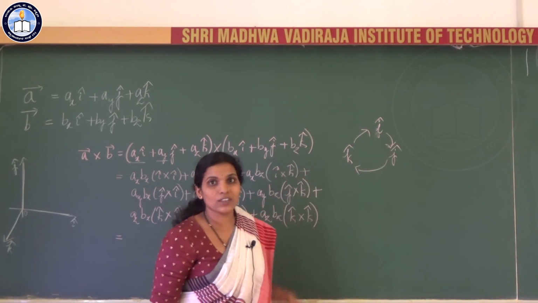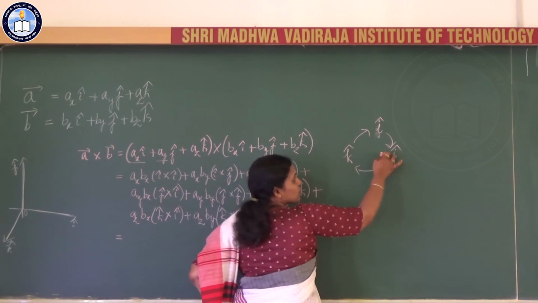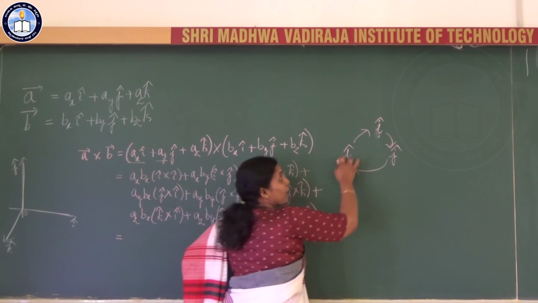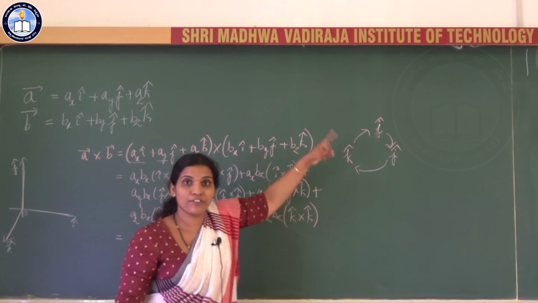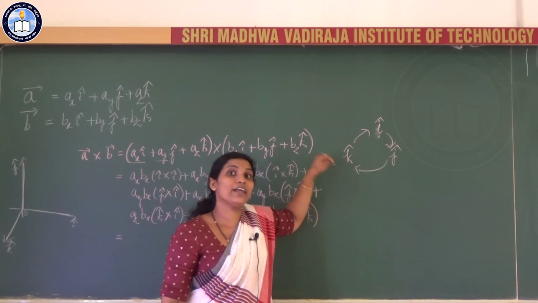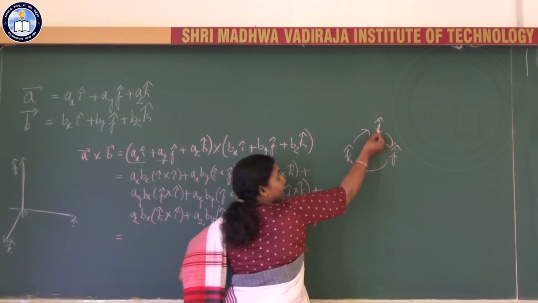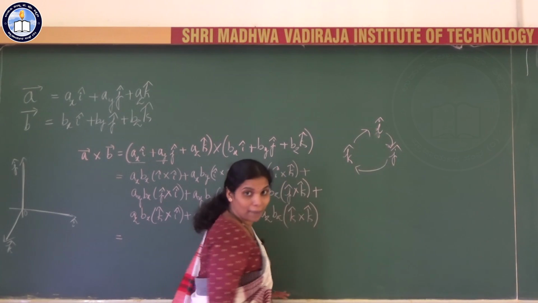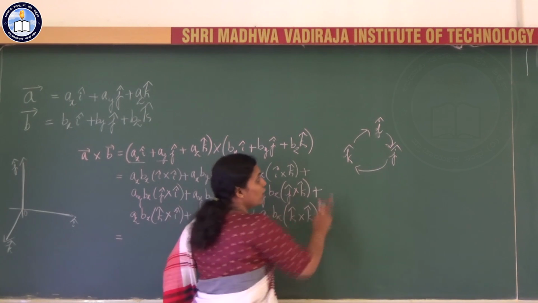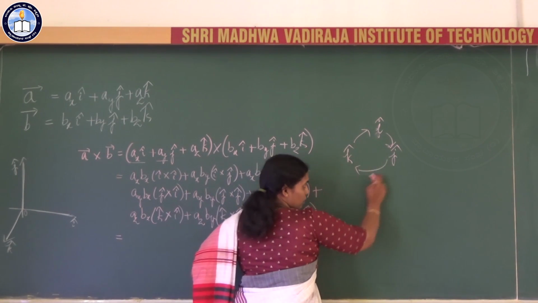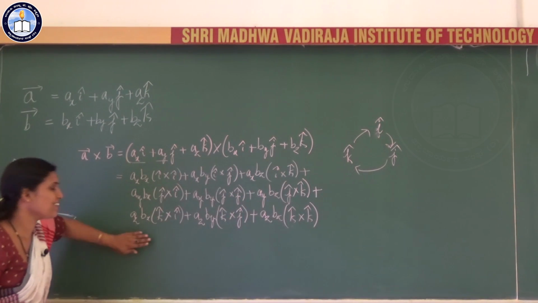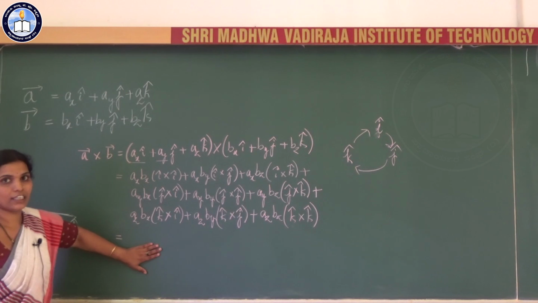If the cross product goes in the cyclic order, i cap cross j cap equals k cap, j cap cross k cap equals i cap, k cap cross i cap equals j cap. If it does not go in the cyclic order, then i cap cross k cap is minus j cap, because the cross product is anticommutative. k cap cross j cap is minus i cap. We use these results here.